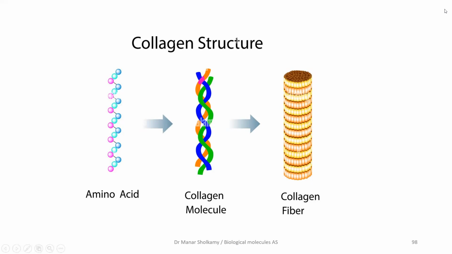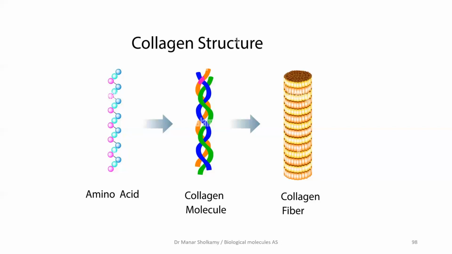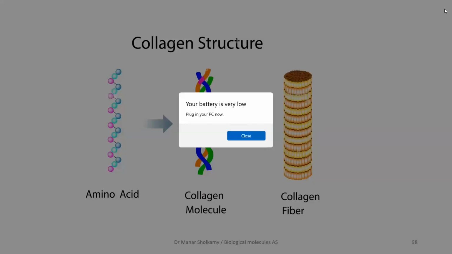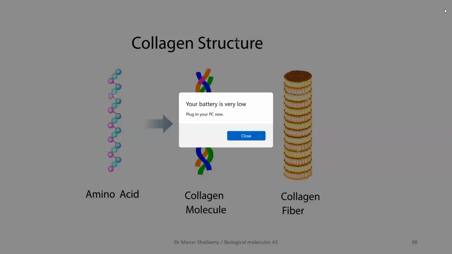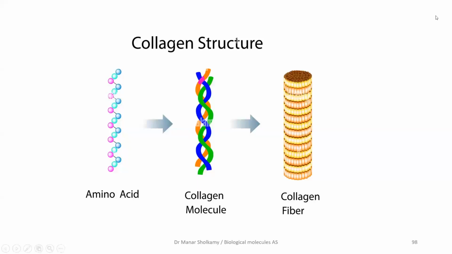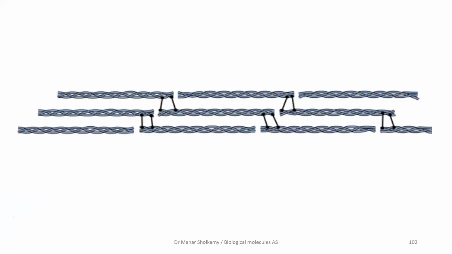Now, collagen here, what are we studying? Carbohydrates or fats or proteins? Proteins, okay? It's a polymer or a monomer? Polymer, okay? Made up of amino acids. Now, again, when you come to study the collagen, you will remember this picture. This is the most important picture in collagen, this basic picture.